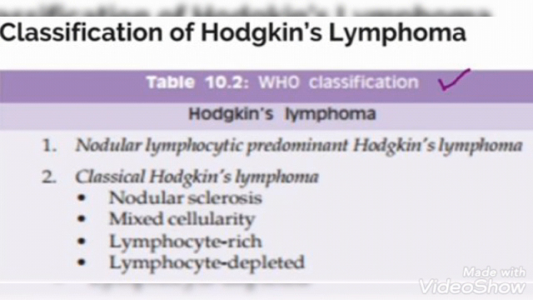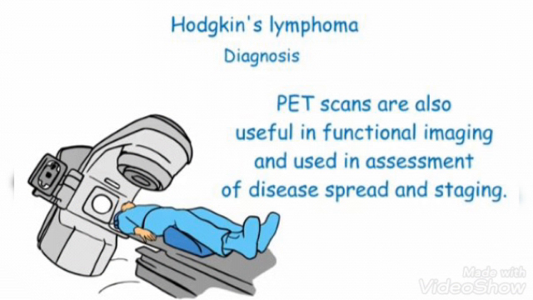Now, classification of Hodgkin's lymphoma. It is classified into nodular lymphocyte predominant Hodgkin's lymphoma and classical Hodgkin's lymphoma, which is subcategorized into other categories.